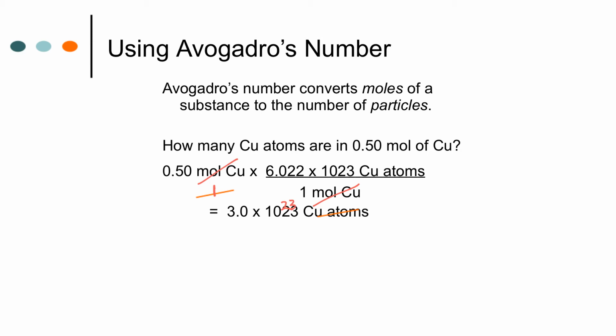I just typed this out in case you can't read my writing on the previous slide, but it looks like my lines are, this line shouldn't be here. Okay, so this should be 3.0 times 10 to the 23rd copper atoms. Okay?